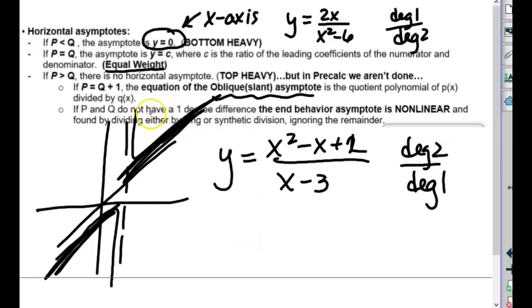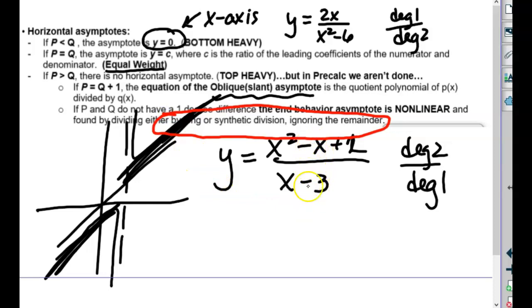The bottom line is, if you go to the very last part here, it says if P and Q are not 1 degree of difference, the end behavior is nonlinear and found by... it doesn't matter whether it's linear or nonlinear, you find this by dividing the top by the bottom.